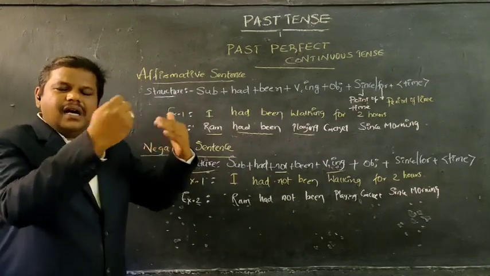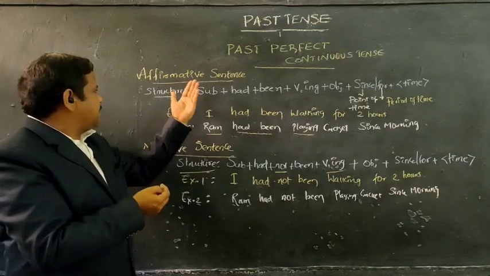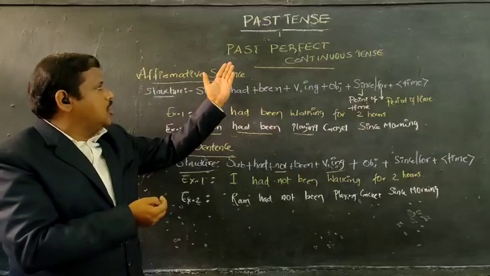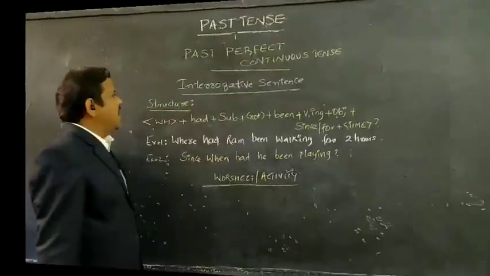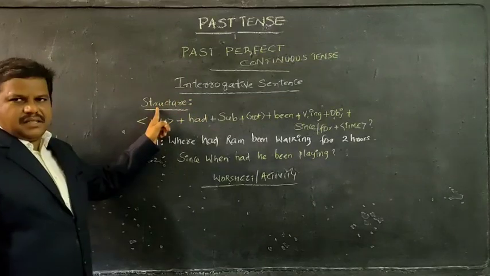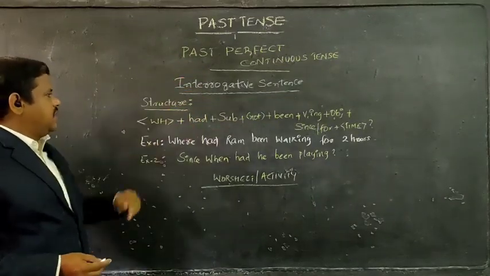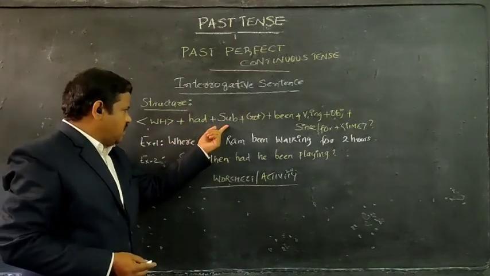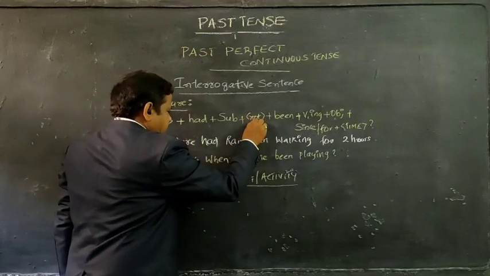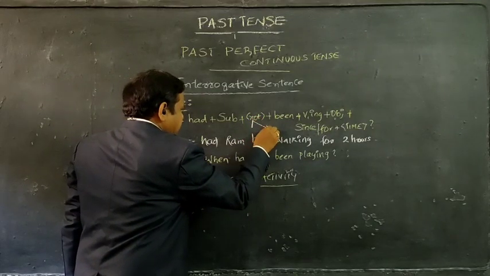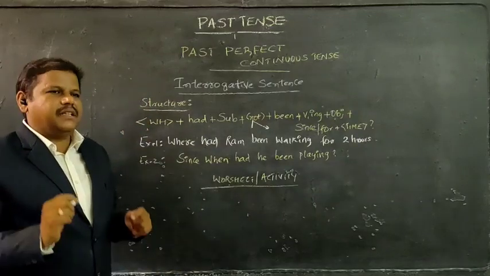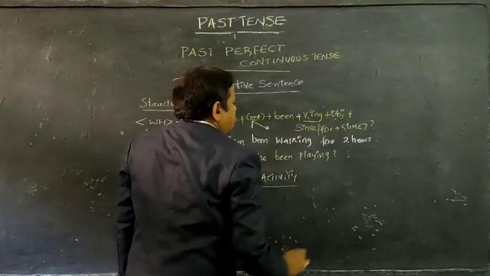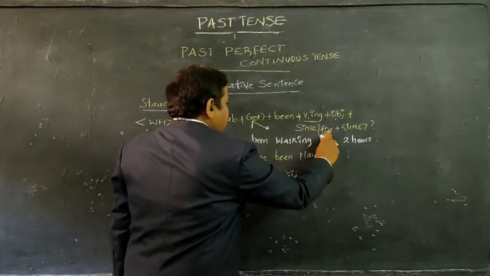You should write some examples when I give the activity with respect to affirmative and negative forms. Now, let us see the interrogative sentence in past perfect continuous tense. Students, see the structure. WH family plus had plus subject, plus not if the sentence contains not; otherwise, if the sentence doesn't contain not, it is not required. Plus been plus V1 ing followed by object plus since or for plus time.